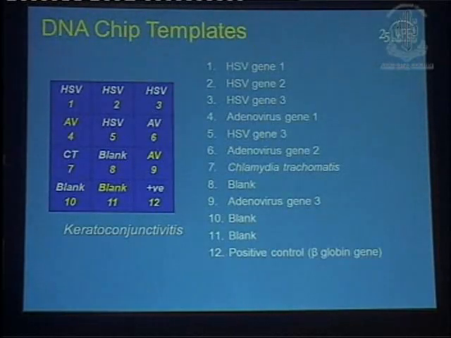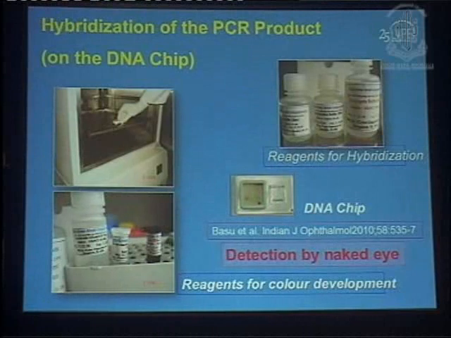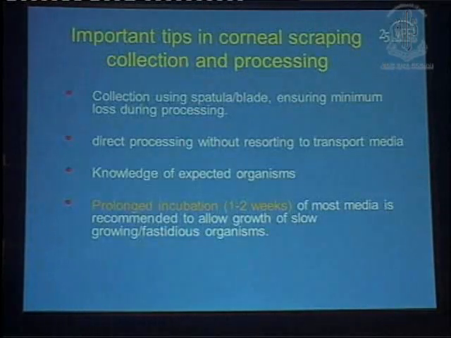This is how the chip looks. It is meant for different diagnoses, and the one for keratoconjunctivitis has HSV, chlamydia trachoma and adenovirus. We are hoping that microsporidia can be added onto this chip. This is a real picture of it. It gives you just a brown dot which says it is positive, and it is done by the company, and they send you the report by email.